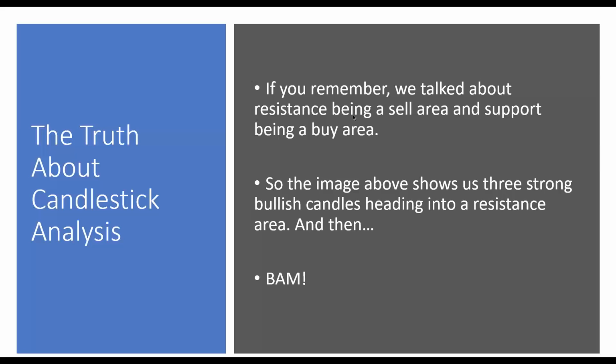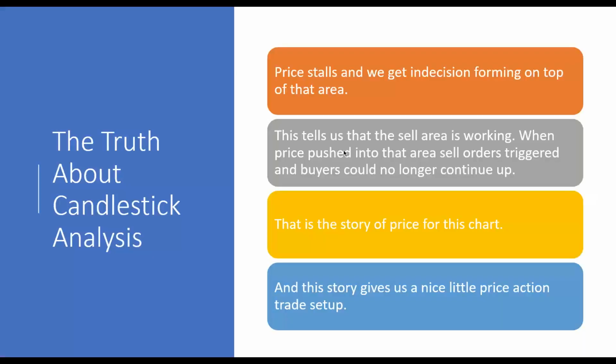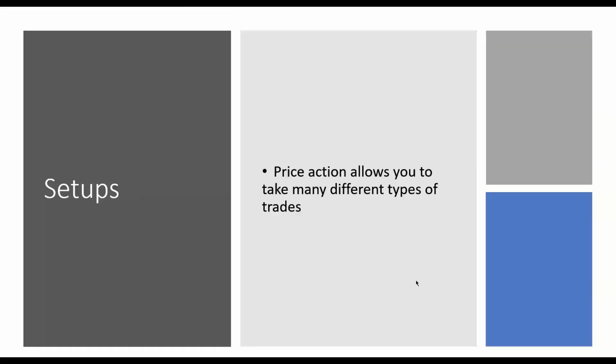Bam. We get the indecision candle, we get the short reversal. Price stalls, and we get indecision forming on top of that area. This tells us that the sell area is working. When price pushed into that sell area, it triggered sell orders, and buyers can no longer continue up. And that's the story of price on this particular chart. And this story gives us a nice little price action setup.